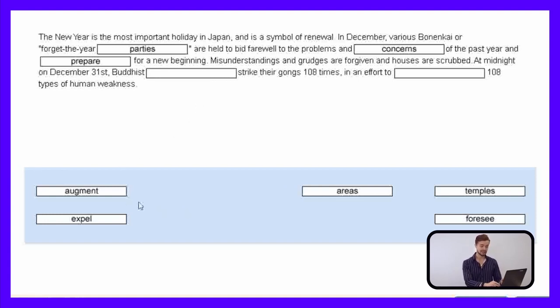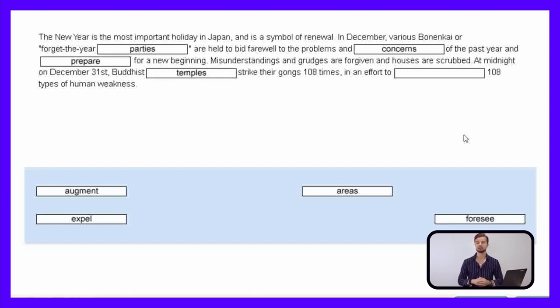So "Buddhist area strike their gongs" or "Buddhist temples"? Now, do you have an area, Buddhist area? Could be, but if you strike the gong, just imagine the animation of a big gong, dun, right? So it'd be "Buddhist temples strike their gongs." So now we just got one blank left.